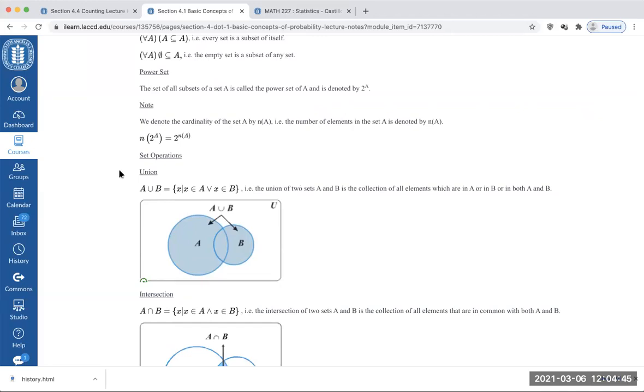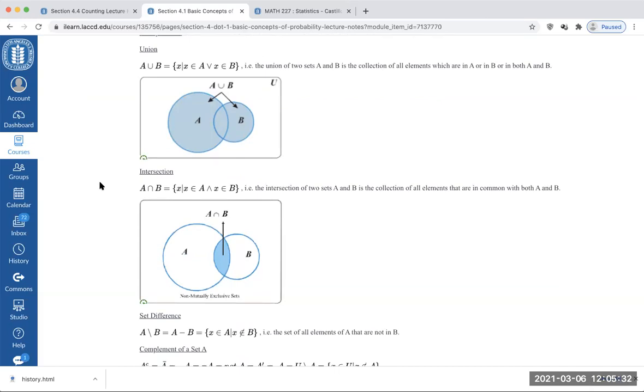Set operations. Union. A union B is the set of all x in A or x in B. It is the union of the sets A and B, which is the collection of all elements in either A or in B, or in both A and B. So let A be the set, let B be the set, then A union B is everything that's either in A or in B. And it could be in both A and B, that's fine.